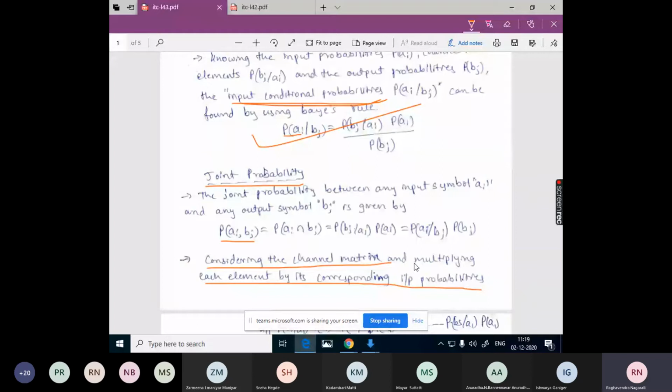Output probabilities 1 by 3, 14 by 36, and one more is missing here. We need to calculate this one. So we have 4 missing probabilities here, which we need to find, and then we need to find these specific conditional probabilities given, and then later we need to comment on this one.